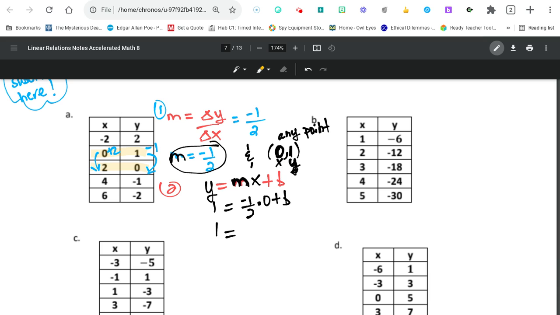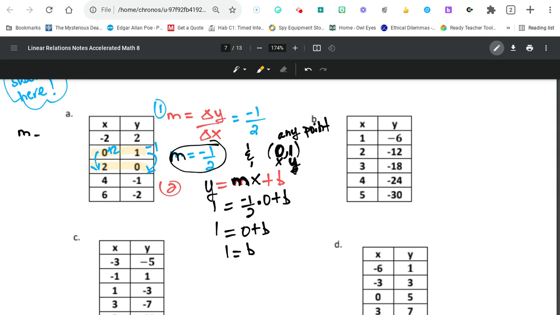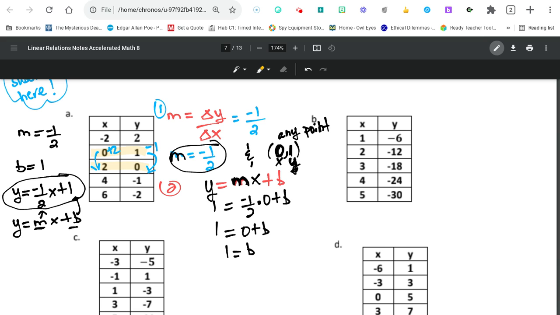So you have 1, and anything times 0 is 0, so b is equal to 1. So now I know that m is -1/2, b is 1, so I can write the equation y equals negative 1/2 x plus 1. Because all you're doing is making sure that you're replacing, when you write your equation, only m and b. M is -1/2, b is 1. So this is the equation of the points in that table.